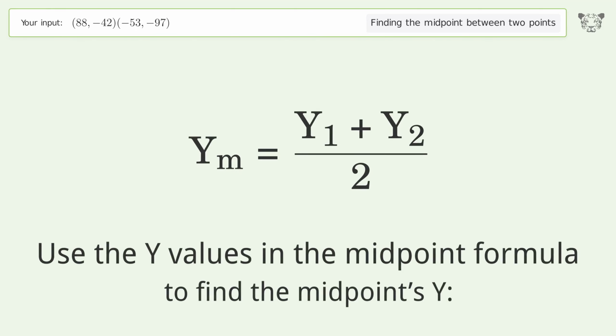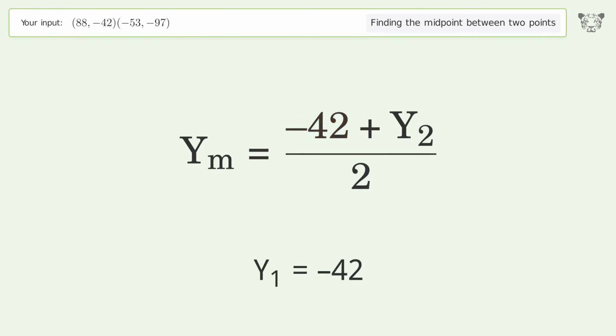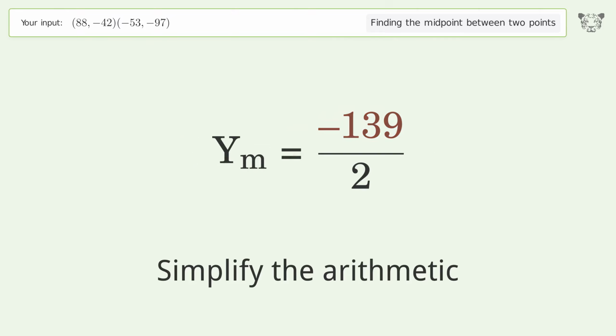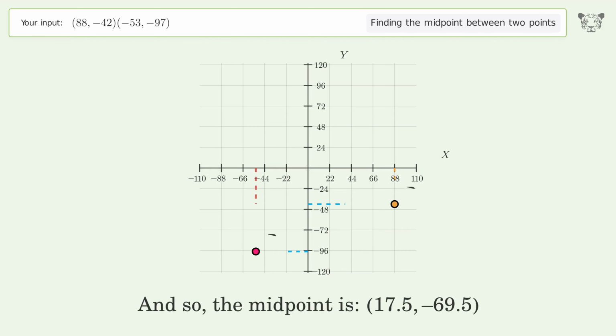Use the y values in the midpoint formula to find the midpoint's y. y1 equals negative 42. y2 equals negative 97. Simplify the arithmetic. And so, the midpoint is 17.5, negative 69.5.